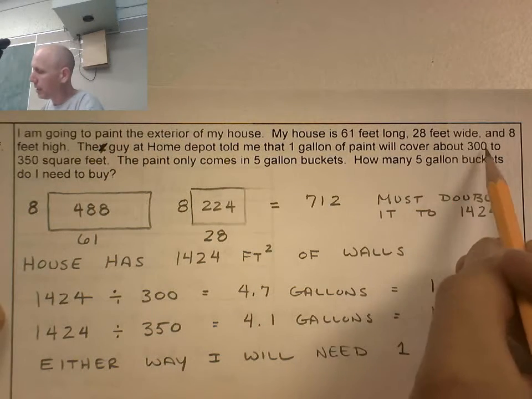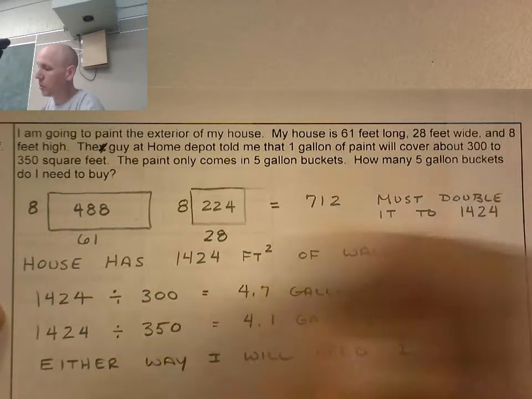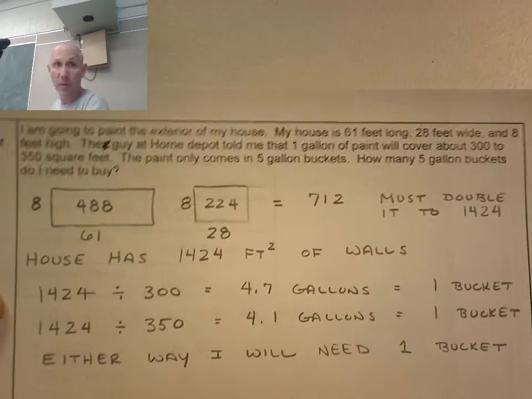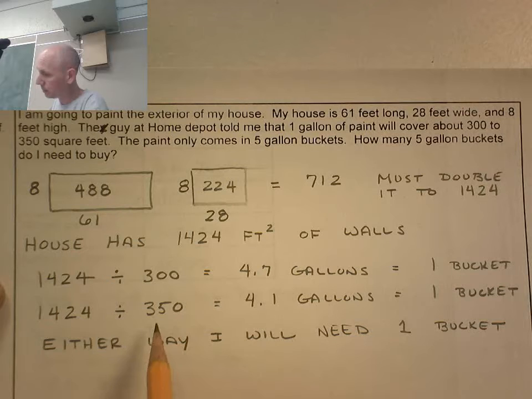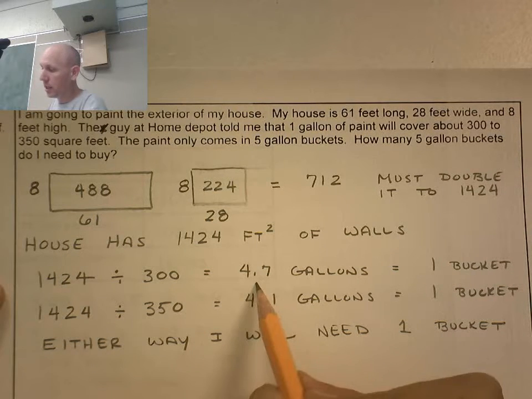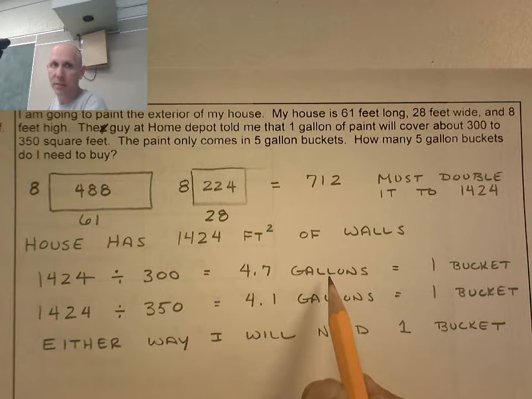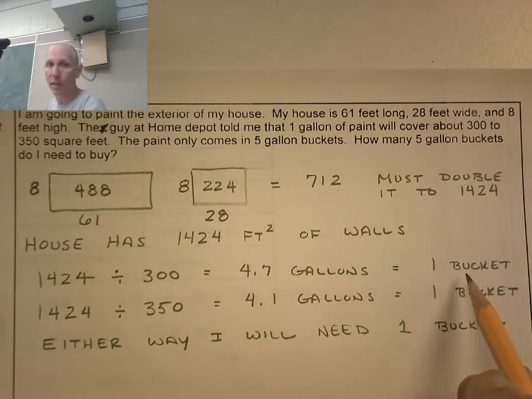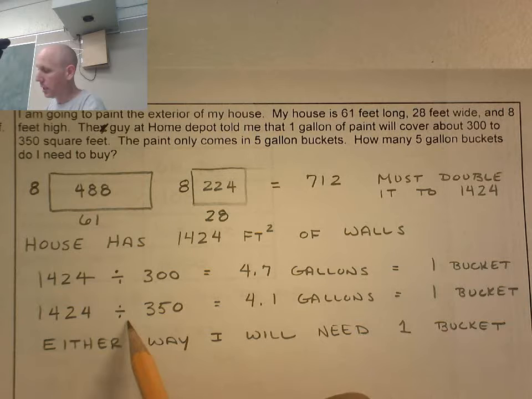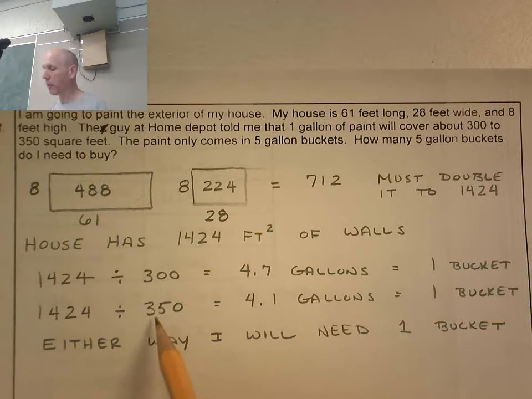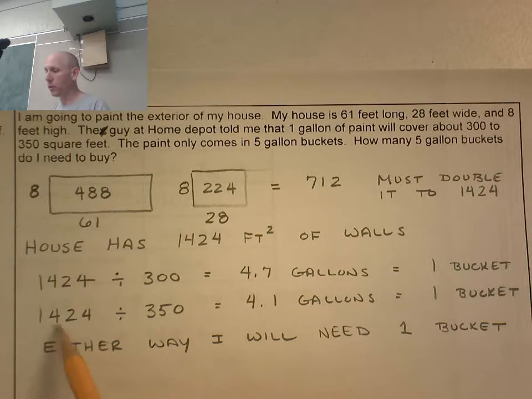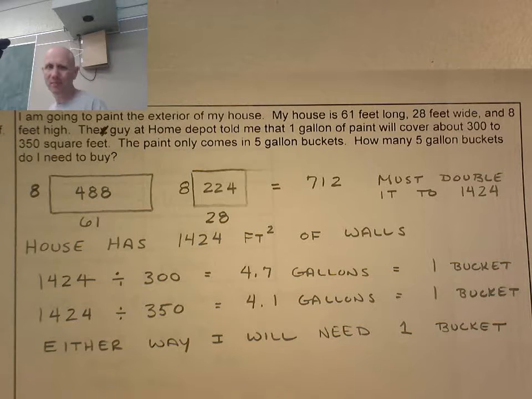And I know that a gallon or a 5-gallon bucket can do between 300 and 350. So I've got to account for both of those. On the low end, if I did 1424 divided by 300, I get 4.7 gallons. That's how much paint I need, which is 1 bucket. If I went on the better coverage, using less paint, 1424 divided by 350, 4.1 gallons would be 1 bucket there. So either way, I'm going to need 1 bucket of paint.